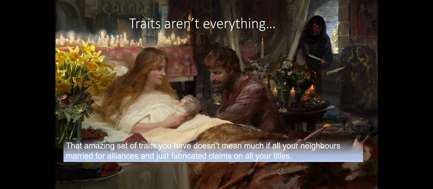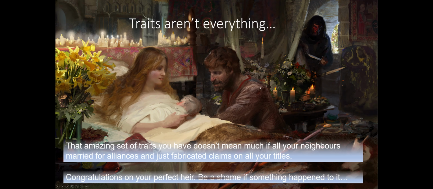So yeah, that is definitely true, right? If all of your neighbors are united against you because they've been marrying for alliances, which the AI tends to do, then you're going to need some alliances yourself unless you've got an amazingly good set of levy. And congratulations on your perfect heir. It would be a shame if something happened to it.